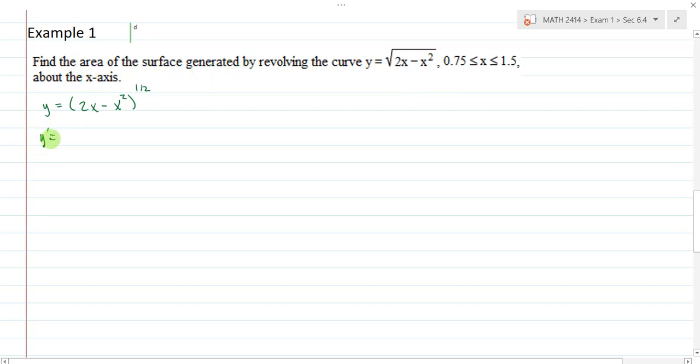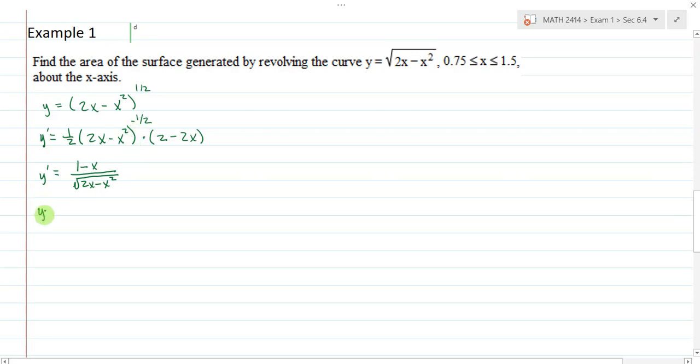So y prime is going to be equal to, we have to use the chain rule to find the derivative. That gives us 1/2 times 2x minus x squared, subtract 1 from 1/2, and that gives us a negative 1/2. Then we multiply by the derivative of what we took the square root of, and that's going to give us 2 minus 2x. Cleaning this up, I could factor a 2 out, and that 2 would cancel with this 2, leaving 1 minus x over the square root of 2x minus x squared. That radical's in the denominator because of the negative exponent. Are we okay with this?